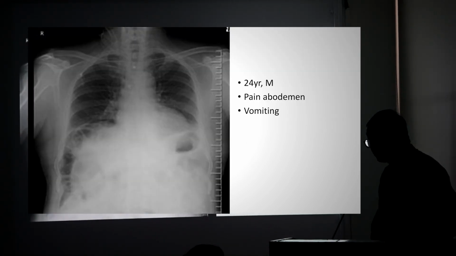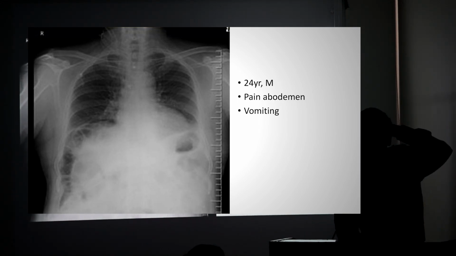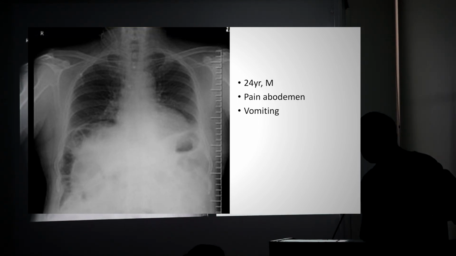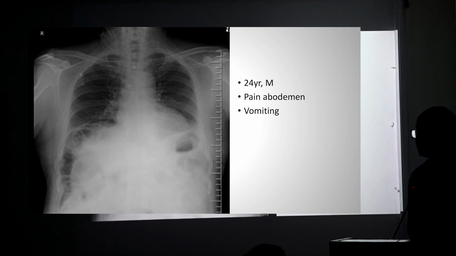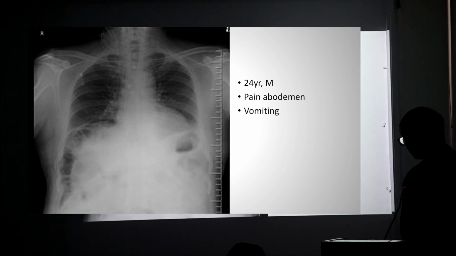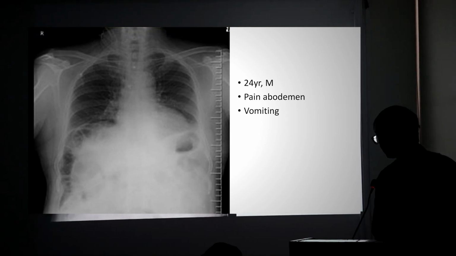A 24-year-old male came with pain abdomen with vomiting. Examine the X-ray. What is this? This is a syndrome. What happens in Chilaiditi? Liver. Okay. Generally most of the time these patients are asymptomatic, but if they come in with pain abdomen, we need to evaluate whether any obstruction is happening or not.